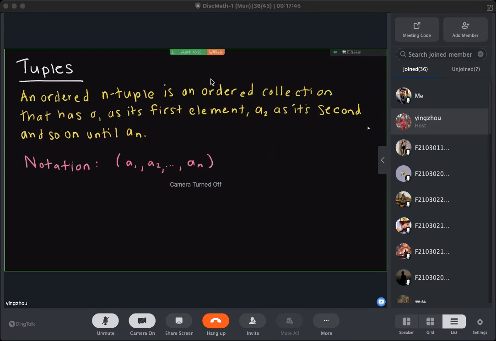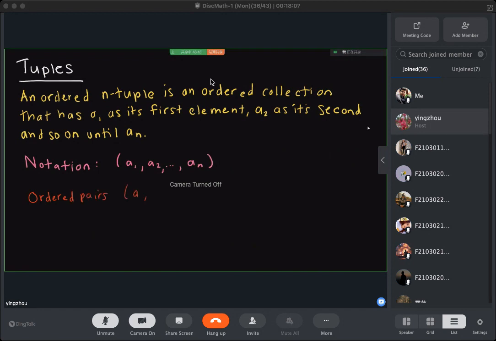So this brings us to tuples. A tuple is important because basically it's an ordered collection that has A sub 1 as its first element, A sub 2 as its second element, etc., etc. Obviously, the way that we would have seen this most often is in ordered pairs.